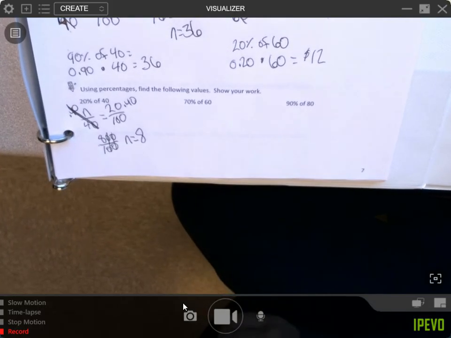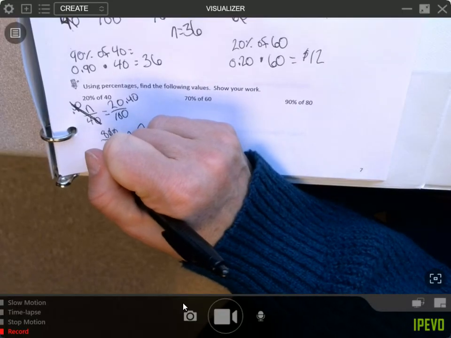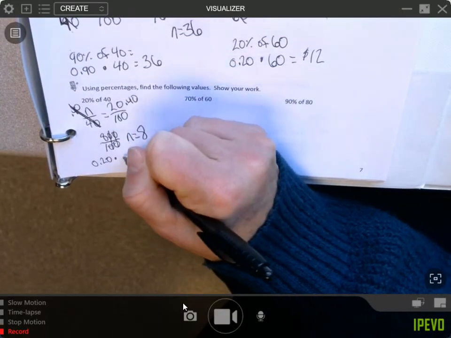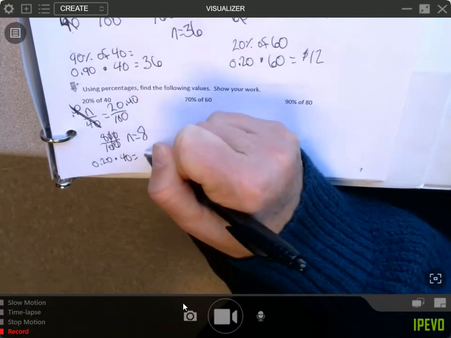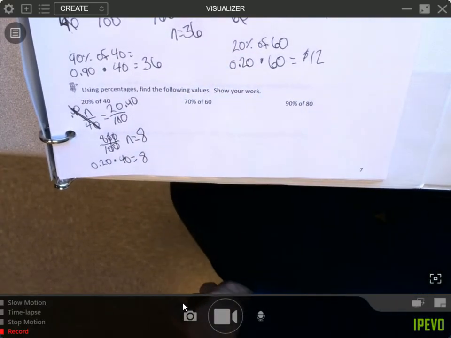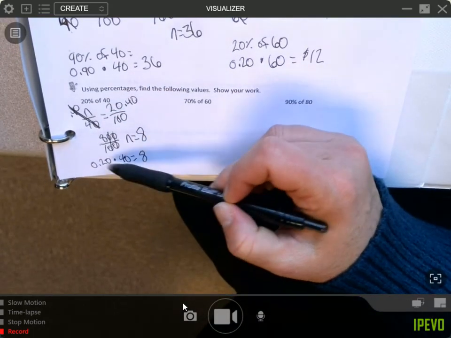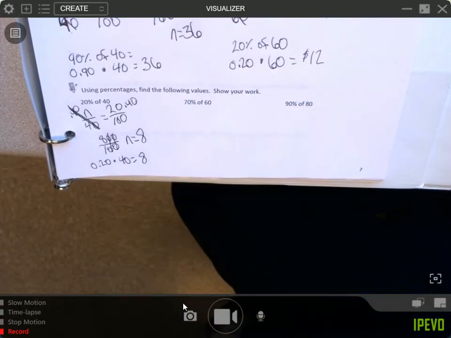You can check it on your calculator. 20% is 0.2 times 40 equals 8. So double check your work. Not only do the fractions, but do the calculator part to make sure you're doing it correctly.